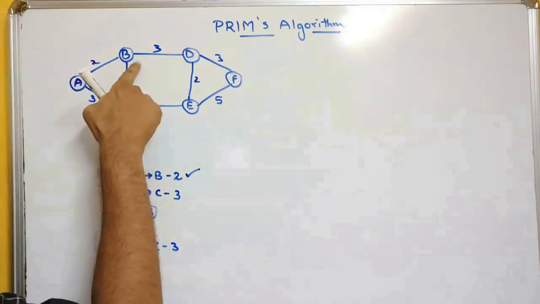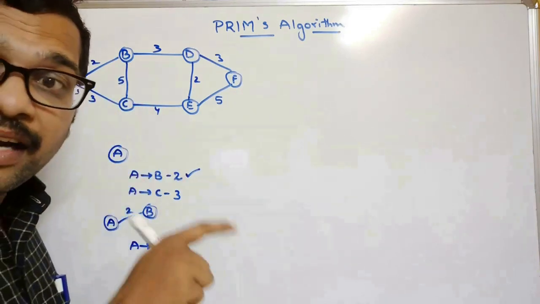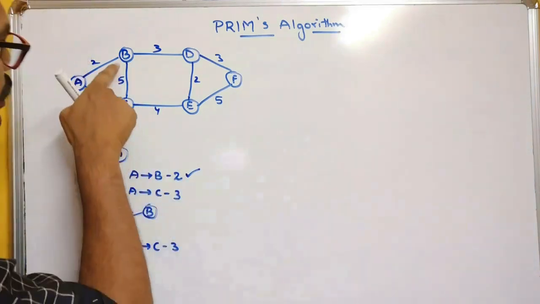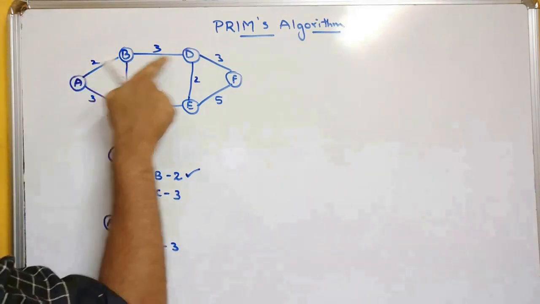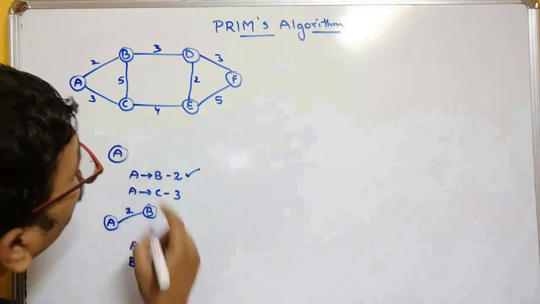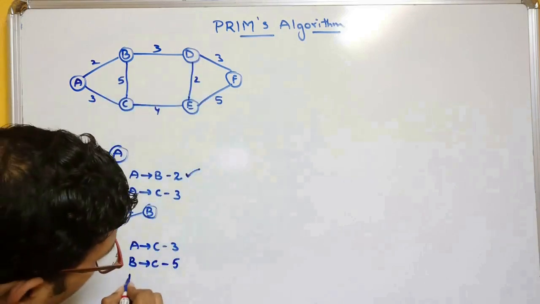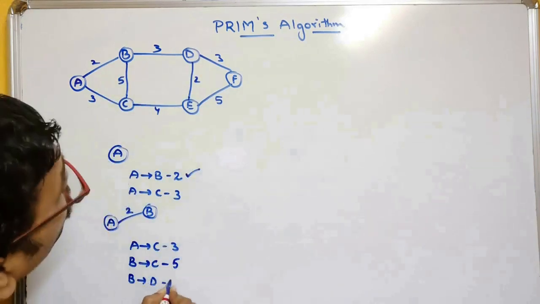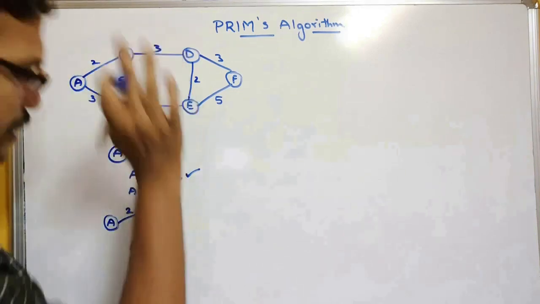So from B there is an edge from B to A which is already covered, right? Because this is undirected. So B to A is covered. We need to consider B to C and B to D. B to C with a cost of 5 and B to D with a cost of 3, right?